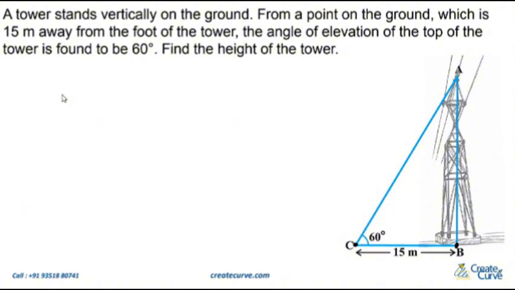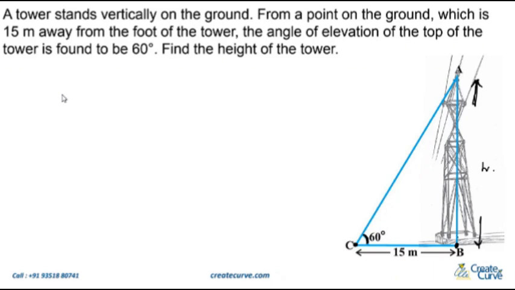The angle of elevation is 60 degrees. This is the angle. And what is the angle of elevation? The angle through which you look at the top of something. So that is 60 degrees. Find the height of the tower. That means we need to find out the height of the tower. That is this. Okay. So here is the triangle ABC.